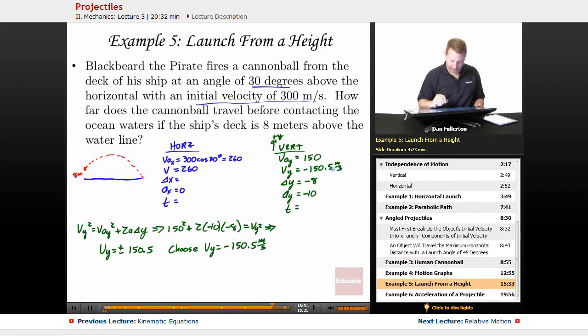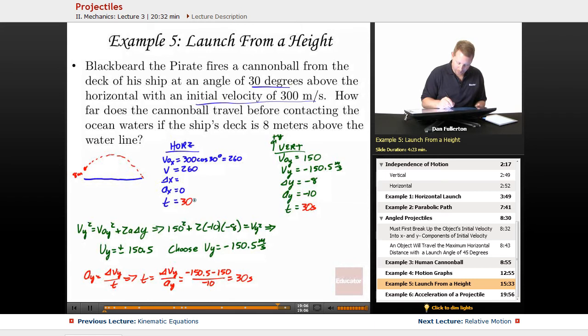Now I know Vy, negative 150.5 meters per second. Finding the time then, Ay equals delta Vy over t, change in velocity over time. Therefore, t is going to be equal to delta Vy over Ay, or the final negative 150.5 minus 150 over Ay, negative 10, or roughly 30 seconds. So if it's in the air for 30 seconds, that's the same time horizontally.